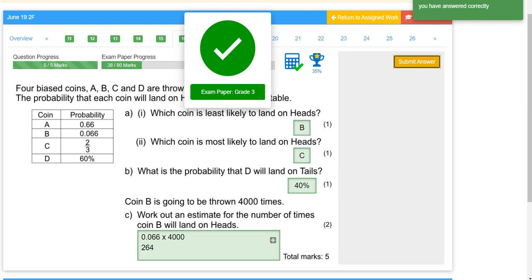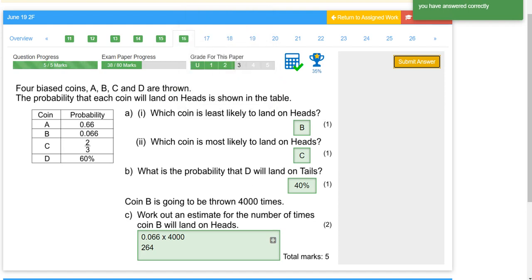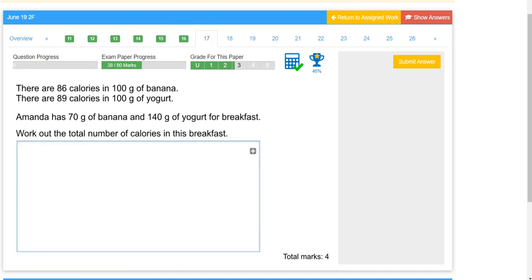And now we're up to grade 3. And I'm hoping that come the summer exams, you're able to do questions like this and just keep working your way through them because we are confident with this material. Okay, they're getting a bit more challenging.